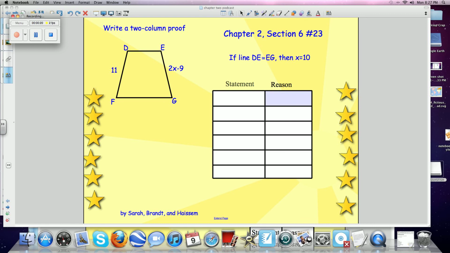of two columns. The first step of every proof is to repeat the given, in this case, which is DF is congruent to EG. Whenever you are given the congruent symbol in the first step, it is necessary to have the following step define congruency.